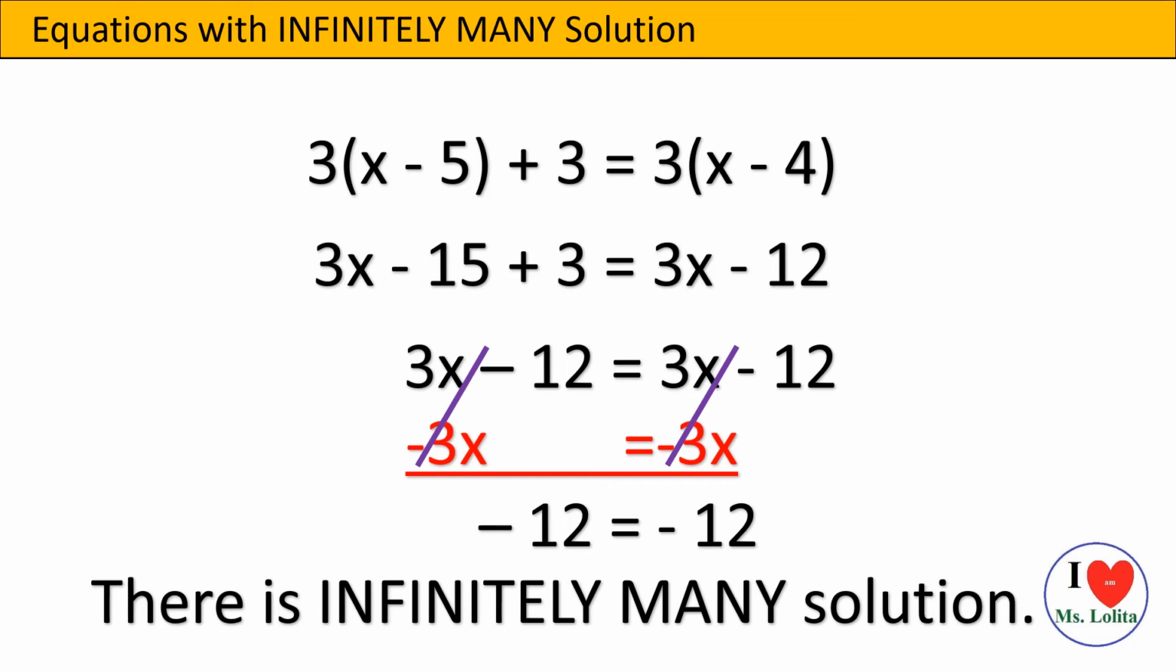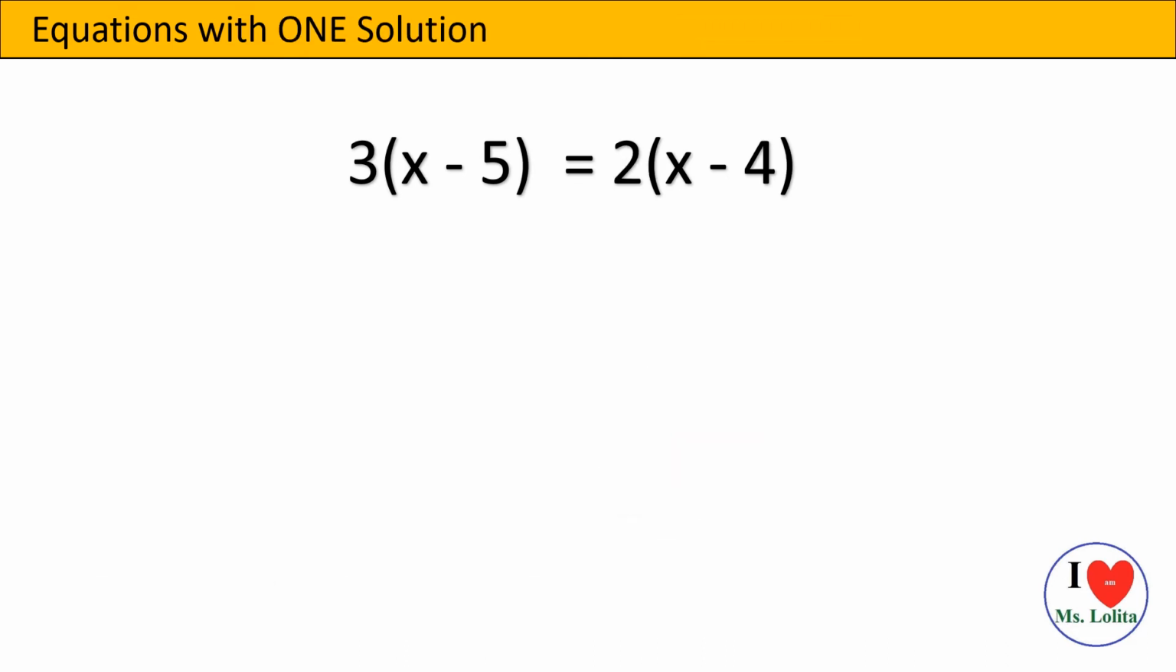If you can come up with a number that is the same on both sides of the equation, then there are infinitely many solutions. Let us work on another example so that you can perfectly understand the lesson. We're still going to use the distributive property of multiplication. So, 3 times x is 3x, and 3 times negative 5 is negative 15. On the other side of the equation, 2 times x is 2x, and 2 times negative 4 is negative 8.